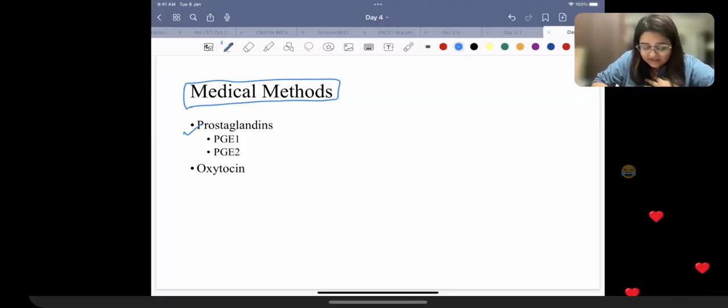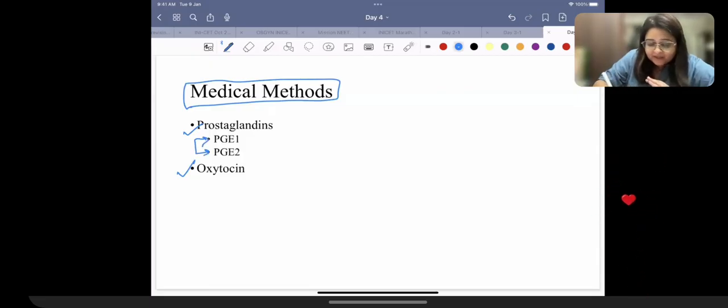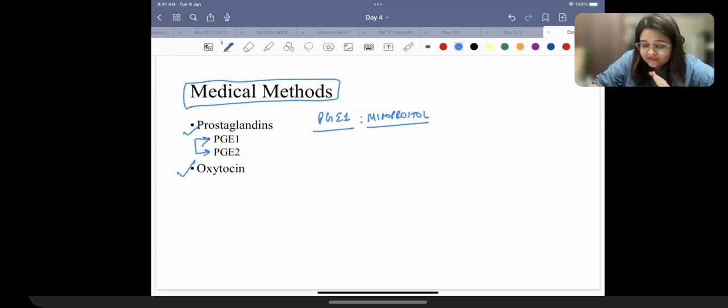Okay, so prostaglandins and oxytocin. Come back, everybody, come back. Okay, prostaglandins, we have two prostaglandins. We have PGE1 and PGE2. PGE1 is also called misoprostol. ठीक है. Misoprostol is available as a tablet, okay, and it is used for induction of labor.